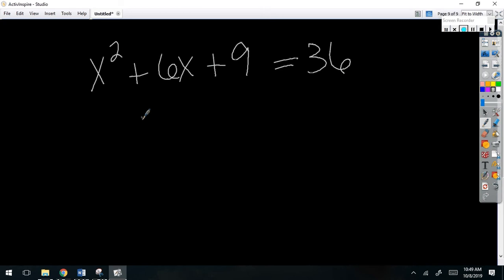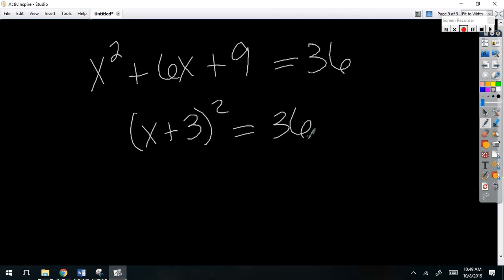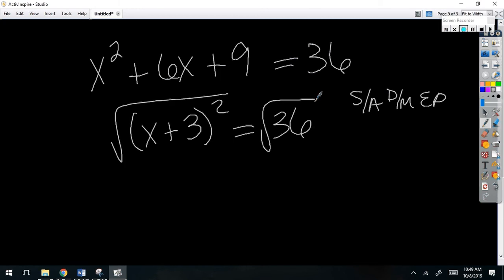So if I were to factor this, it factors as x plus 3 squared equals 36. Do you all agree with that? Okay. Why is this easy to solve? You're just SADMAP-ing your way out of it. You see that x is only in here one time? When x is only in here one time, I can just SADMAP my way out, which means I can square root it, since I factored this as a perfect square trinomial.